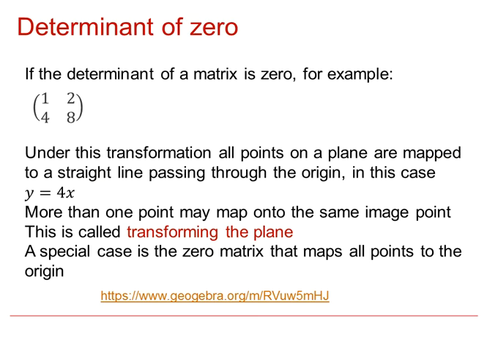If the determinant of a matrix is 0, for example the matrix 1, 4, 2, 8, then under this transformation all points on the plane will be mapped to a straight line passing through the origin, in this case y equals 4x. We'll show this using GeoGebra in a moment. More than one point may map onto the same image point, and this is called transforming the plane. Now, a special case is the 0 matrix that maps all points to the origin. And here's the GeoGebra program we'll be using.